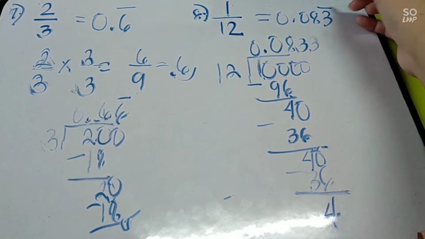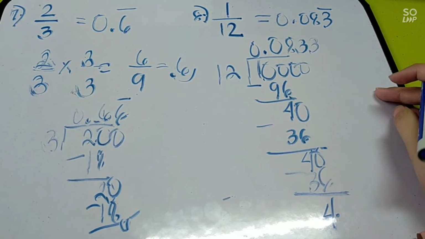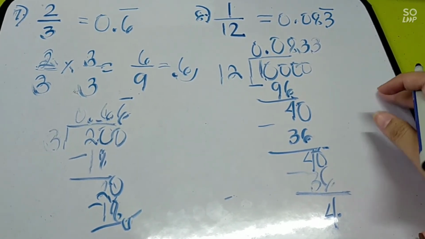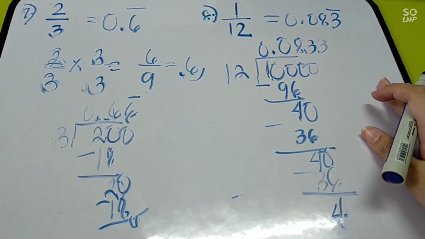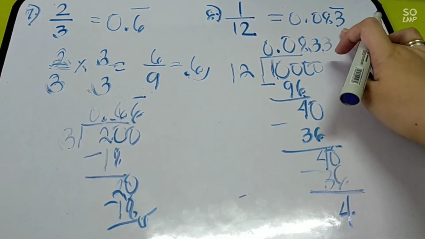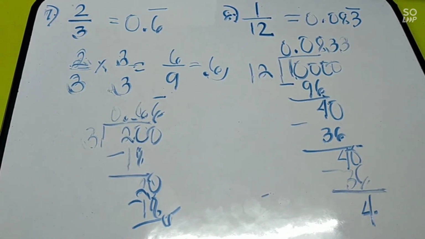0.083 and si 3 is, meaning, siya ay ulit-ulit na. Is it clear? Basta repeating, lagay ka lang ng bar line sa taas niya. Ibig sabihin nun, umuulit na yung number na merong bar line. Naintindihan? So, let us have another examples.